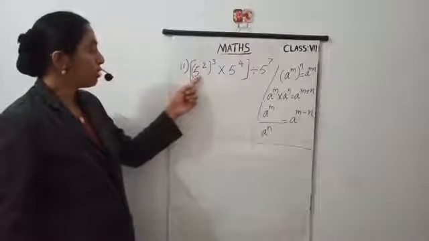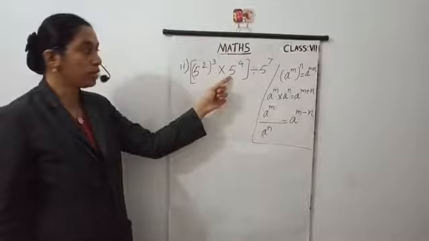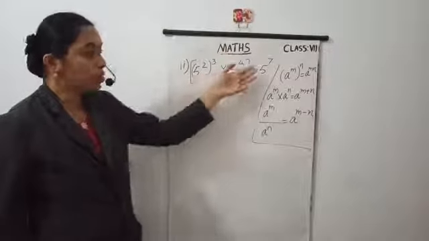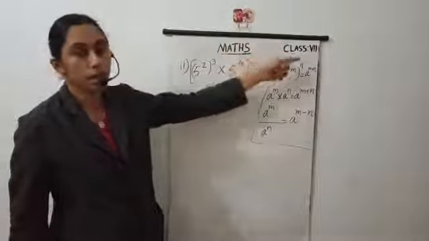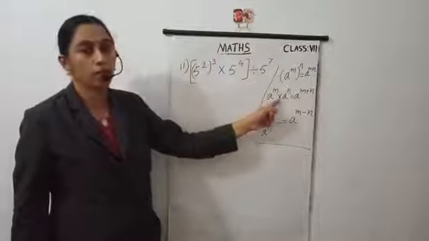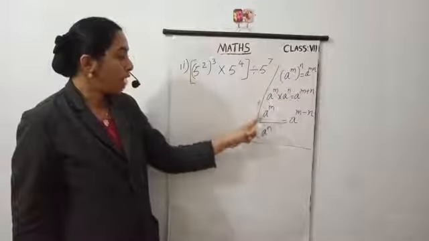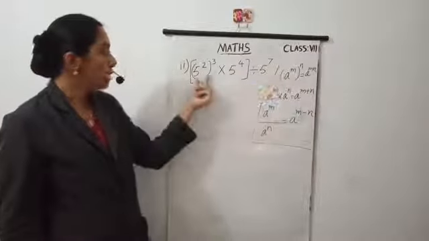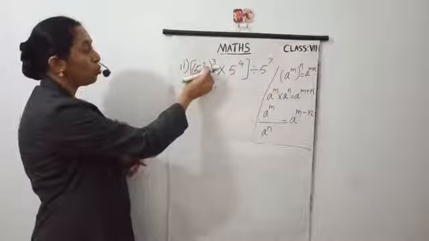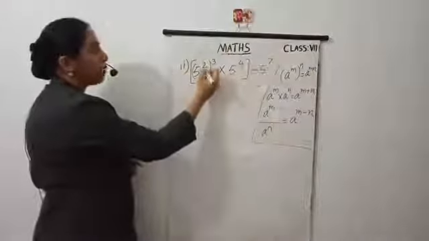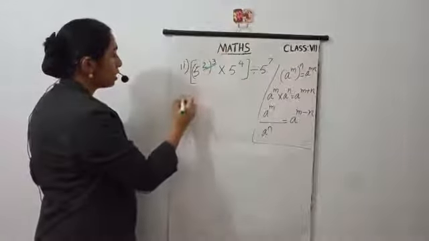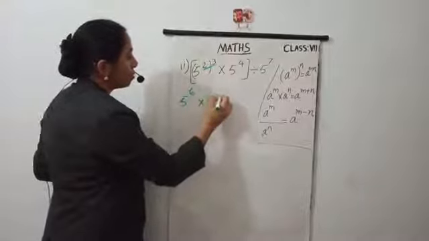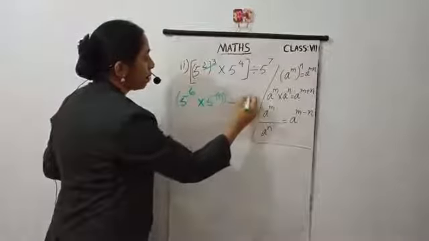Now question 2: 5 raised to 2 all raised to 3 into 5 raised to 4 all divided by 5 raised to 7. Okay, so here we use laws of exponents. a raised to m all raised to n equal a raised to mn. a raised to m into a raised to n equal a raised to m plus n, and a raised to m by a raised to n equal to a raised to m minus n. So start from here. This is 5 raised to 2 all raised to 3, like this. So multiply these powers. So this is 5 raised to 2 into 3, that is 5 raised to 6, into 5 raised to 4, all divided by 5 raised to 7.